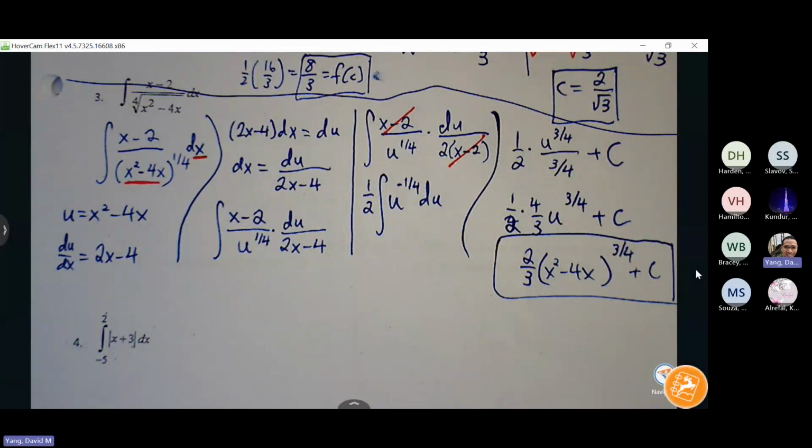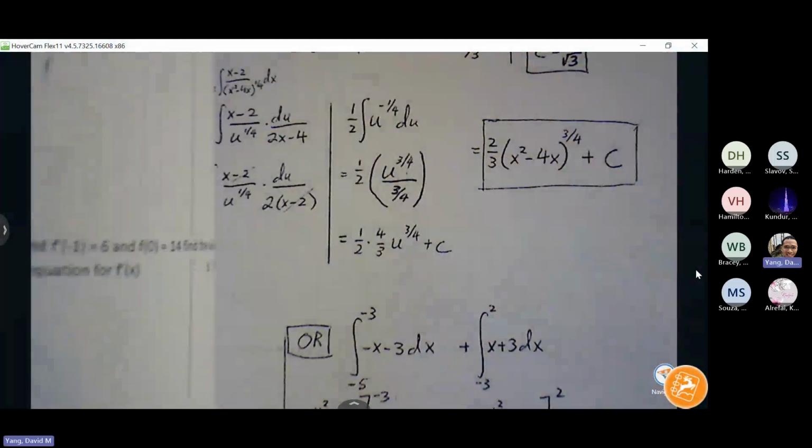Can you go over an even and odd problem? I will, yeah. Once I get through these two pages, I'll do an even odd.